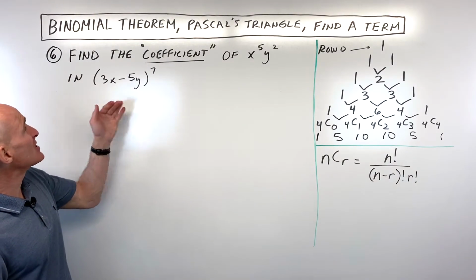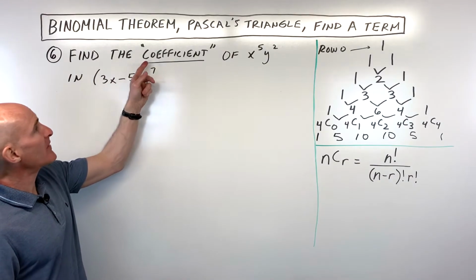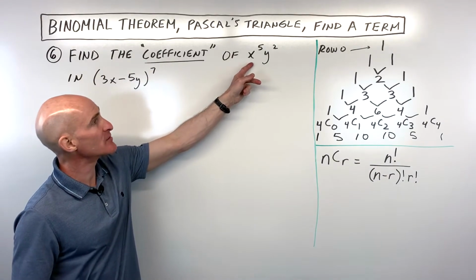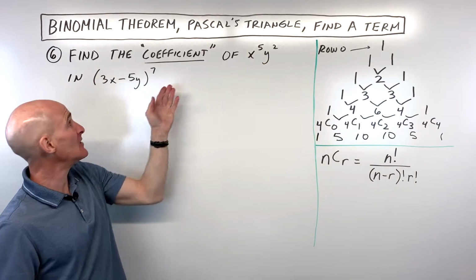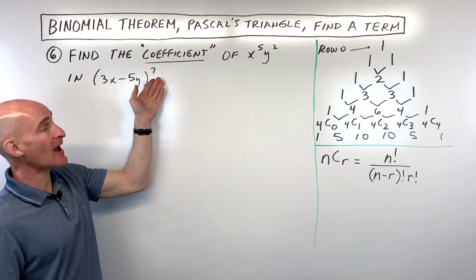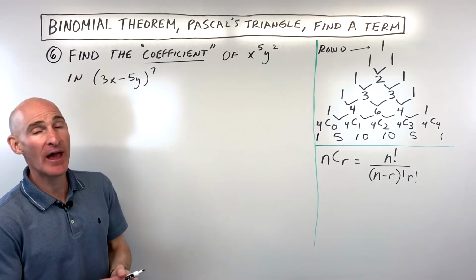But let's jump into number 6. So can you do this problem? Can you find the coefficient, meaning the number that comes in front of this variable expression, x to the fifth, y to the second, in the expansion of 3x minus 5y to the seventh? How would you do that one?